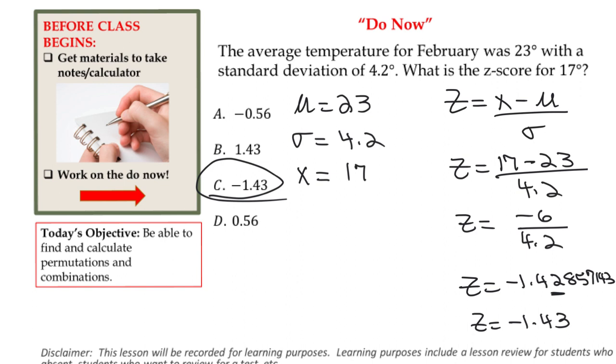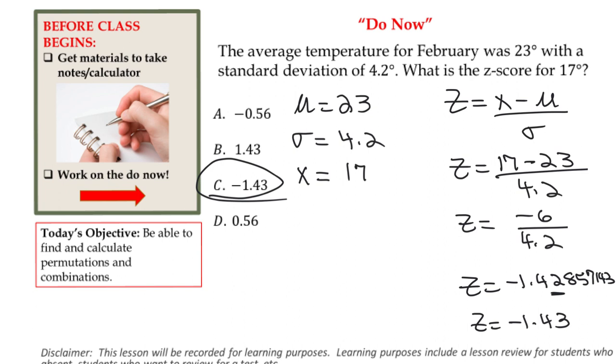We're going to plug into our z-score formula, and we're going to get z is equal to 17 minus 23 over 4.2. Simplify that, and we get a big long decimal, negative 1.42857143, and that rounds to negative 1.43.